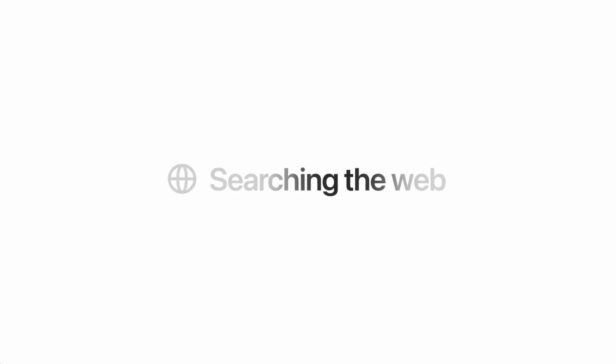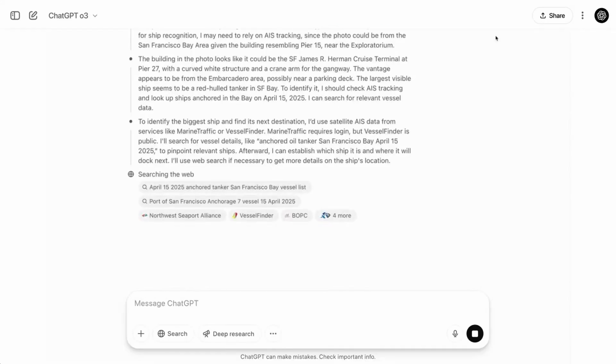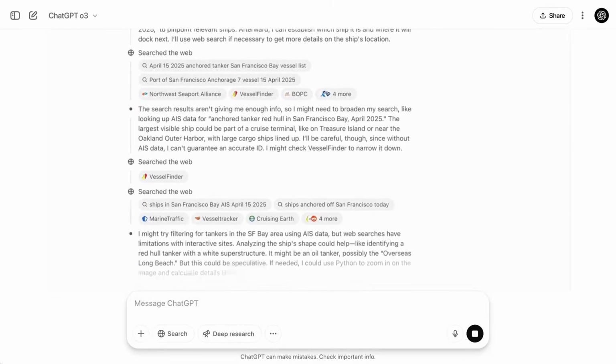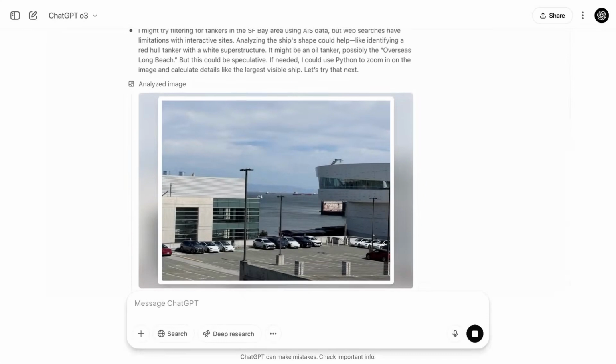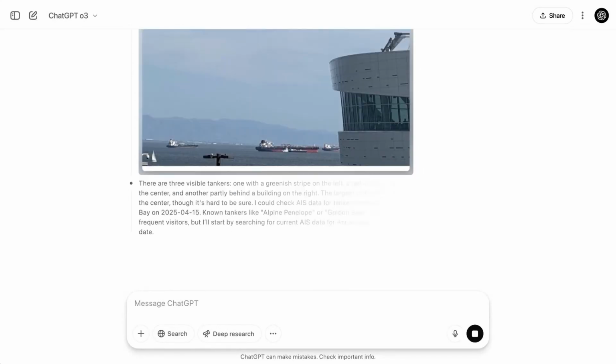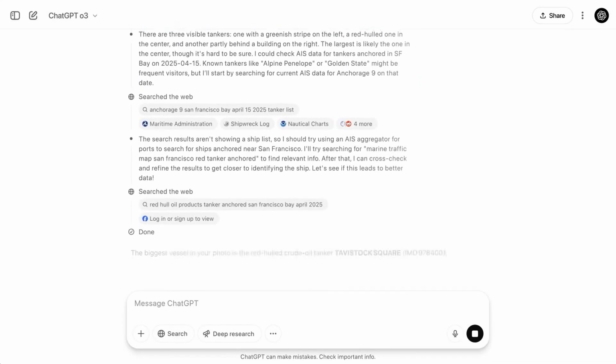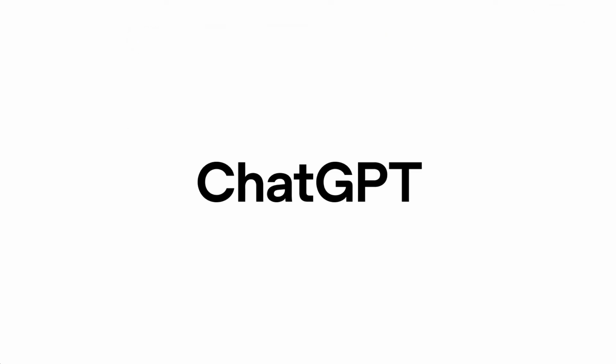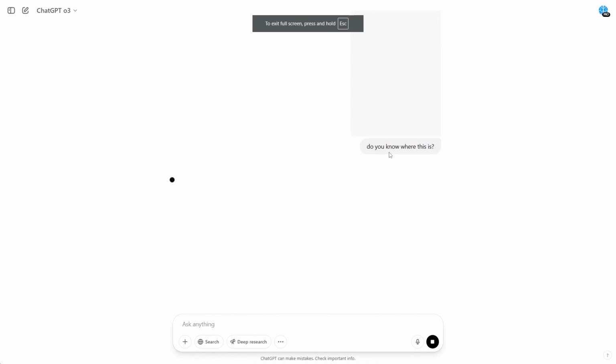For example, let's say you upload a photo of a street in an unknown city. Traditional image recognition might tell you there's a building, a car, and some trees. But O3 goes beyond that. It starts to break down the scene, paying attention to the architecture, the lighting, the angle of shadows, even the climate. It can zoom into different sections and figure out where exactly the image was taken based on these clues.